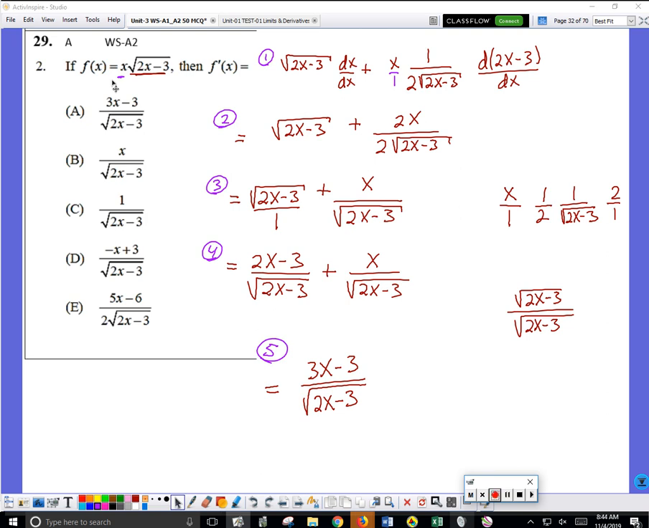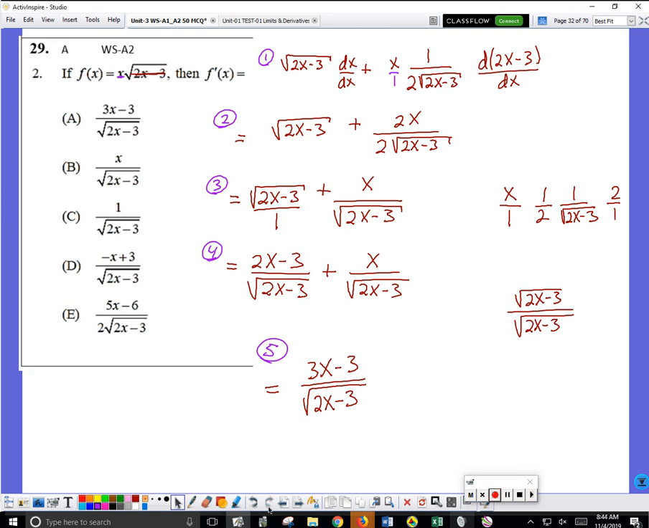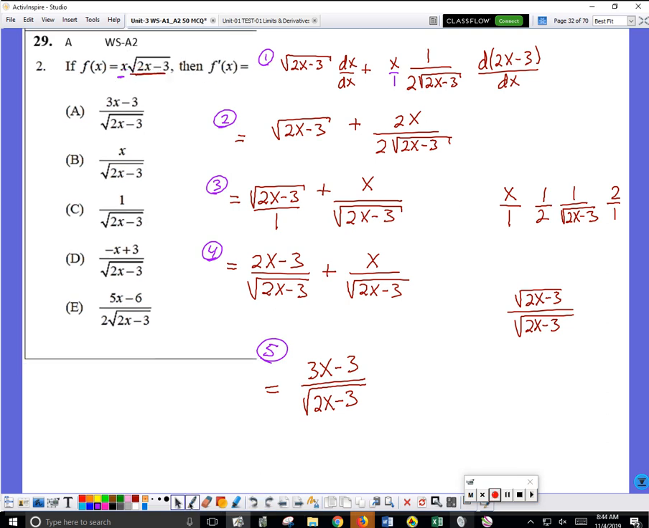My only choice is to think of it as, hey, this is my f. So this is f, and this is g, and I'm going to use the product rule. I don't know if that helps. It ain't helpful, I think.